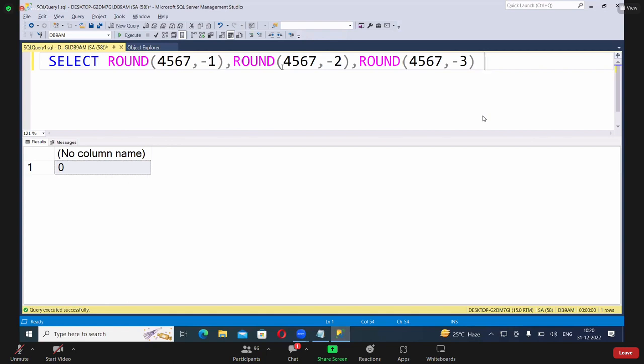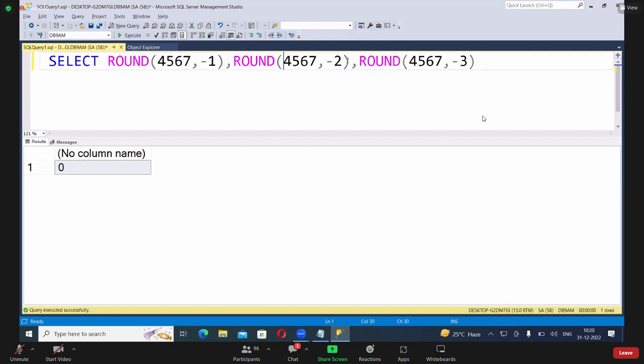4,567 minus 1. 4,570. Yes or no? So this is between 4,560 to 4,570, and this is above average, rounded to the highest, 4,570.